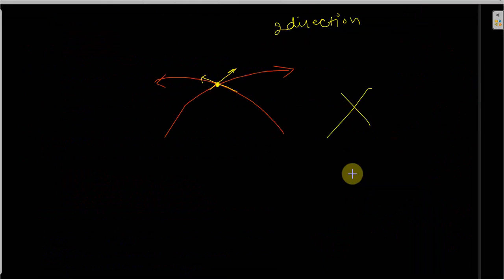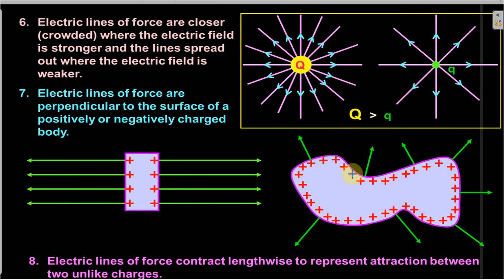Next we will discuss the sixth property. The electric lines of force are closer where the electric field is stronger, and the lines spread out where the electric field is weaker. So in the first diagram you can see here, if you count the field lines, these are more as compared to this one. So Q is greater than this one. Where the field lines are more, it means the electric field is strong. The more crowded the electric field lines, the stronger the field. So the field of this first charge will be greater than that of the second one.